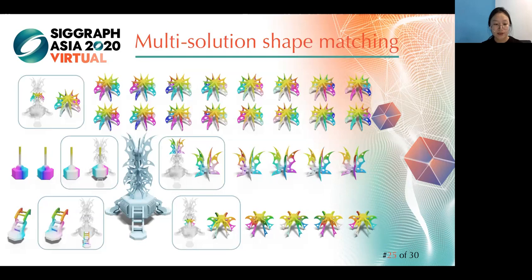Here we show another example of multi-solution shape matching, where for a complicated input shape, we first detect its disconnected components. And for each of the components, we use our method to compute different self-symmetric maps. This can help us to understand the symmetry group of the original shape.